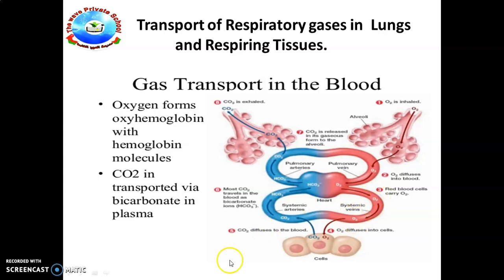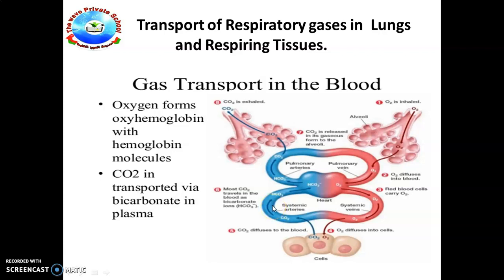Here you can see the cells are waiting to take the oxygen from the blood. So these cells take the oxygen by the process of diffusion. That means here also the oxygen diffuses into the cells. This is the place where the diffusion is going on, that means exchange of gases is going on here. So these cells take the oxygen and transfer the carbon dioxide into the blood. That means carbon dioxide diffuses into the blood here.